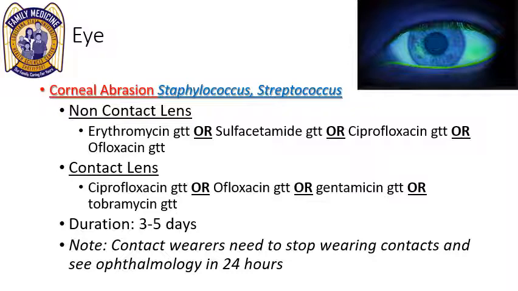Contact lens, if you're going to do Cipro, Oflo, gentamicin, Tobra. Tobra's expensive, Genta's expensive, but Cipro and ofloxacin aren't that expensive. But still, we're talking about $30 or $40 a bottle sometimes, depending on the market. So how long do you do this for? 3 to 5 days. Stop wearing your contacts. If you do have a corneal abrasion with contacts, then stop wearing them and go see your eye doctor within 24 hours with the drops.